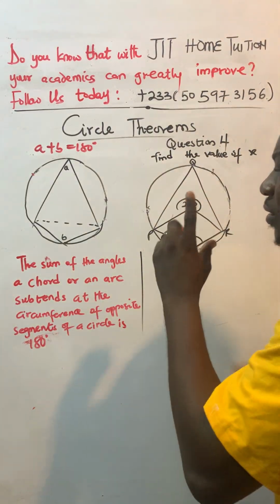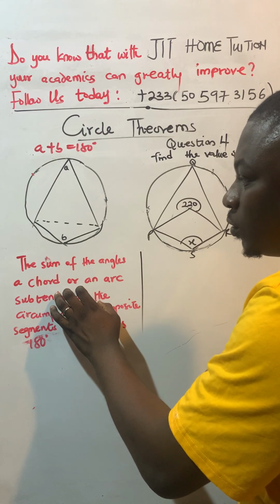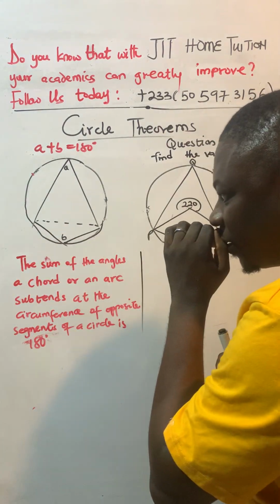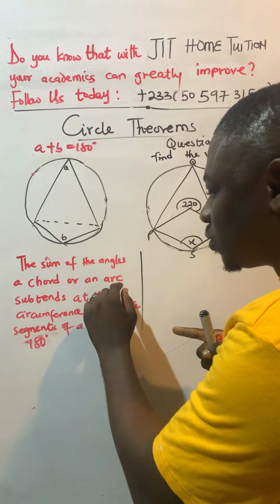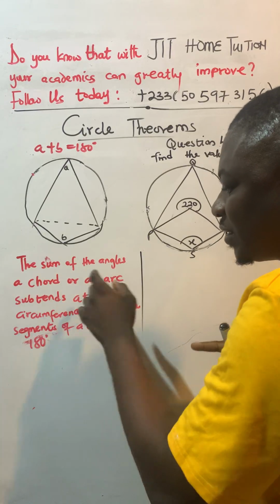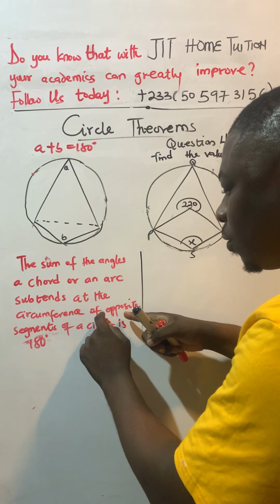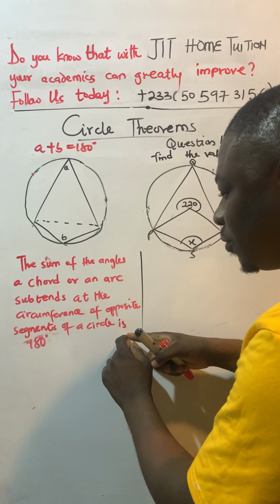All right. Now this theorem is saying that the sum of the angles of a chord. All right. So this is a chord. Okay. The sum of angles of a chord or an arc subtends at the circumference of opposite segment of a circle is 180.